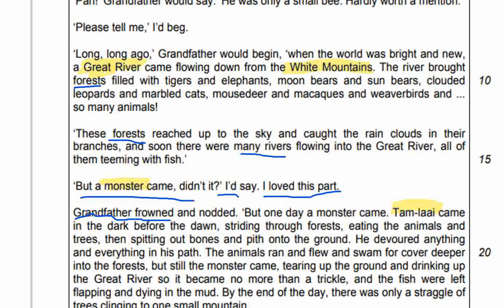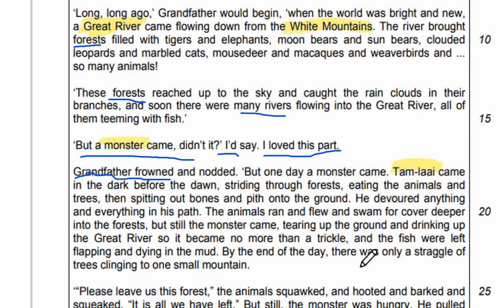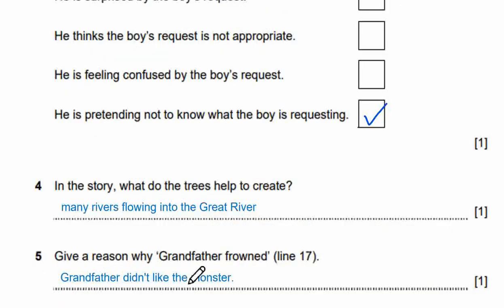So as we continue the story, it says, the monster Timlag came in the dark before the dawn, eating all animals, trees, and so on. So it's a scary monster. Why grandfather frowned is because it was an unpleasant part of the story. That's one option, or you can say grandfather didn't like the monster. If you have any other possible option, you can type it in the comment section on the Susan Hero YouTube channel. Let's type the answer: grandfather didn't like the monster.